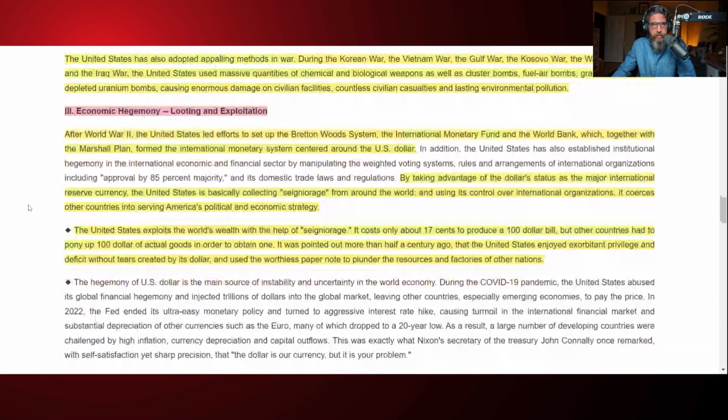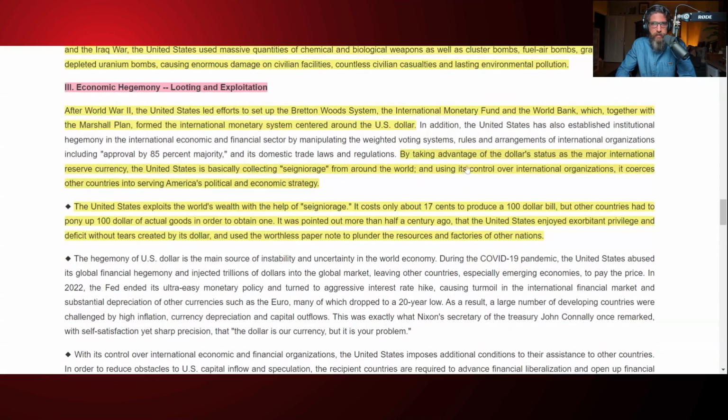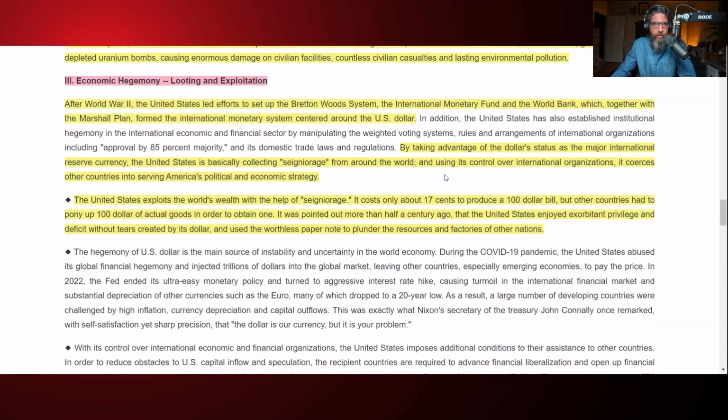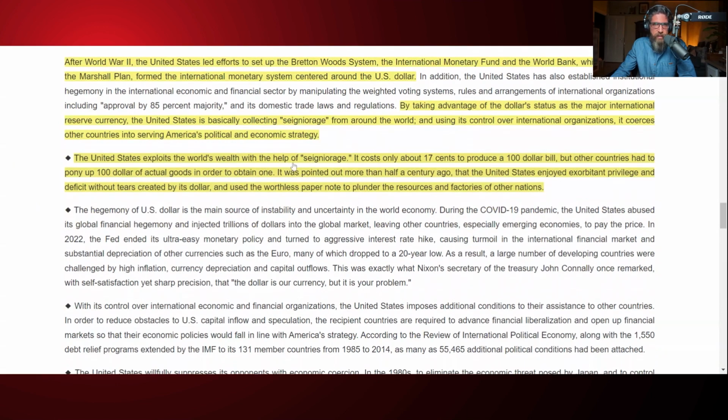We just highlight this because we have now in 3 the economic hegemony. After World War II, the United States led efforts to set up the Bretton Woods system, the International Monetary Fund, and the World Bank, which together with the Marshall Plan formed the international monetary system centered around the US dollar. By taking advantage of the dollar's status as the major international reserve currency, the United States is basically collecting seigniorage from around the world. I think it means profits. And using its control over international organizations, it coerces other countries into serving America's political and economic strategy.